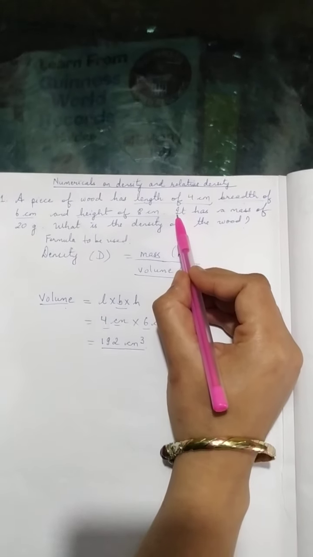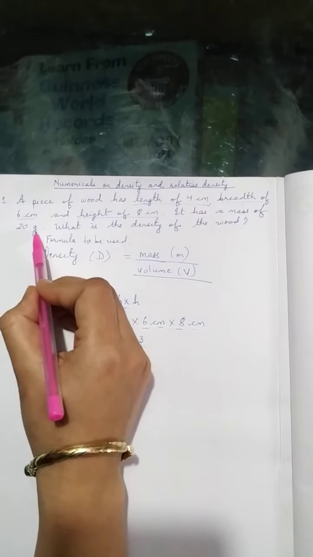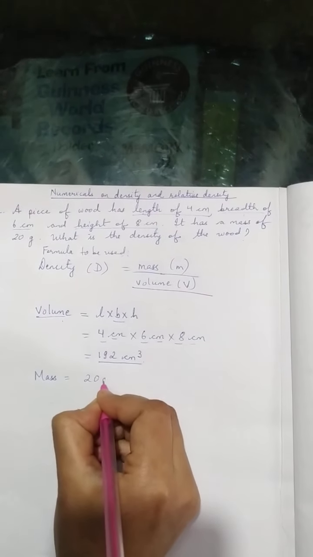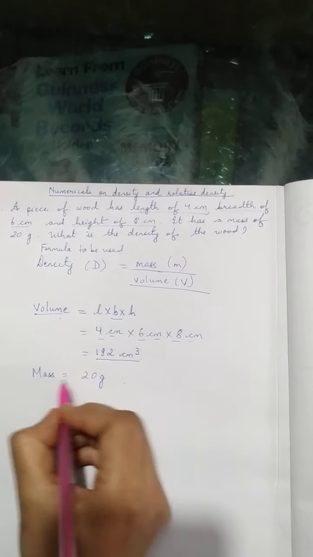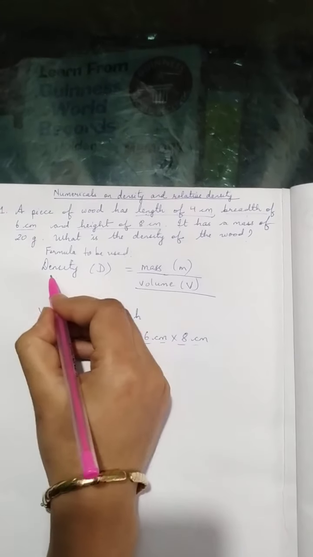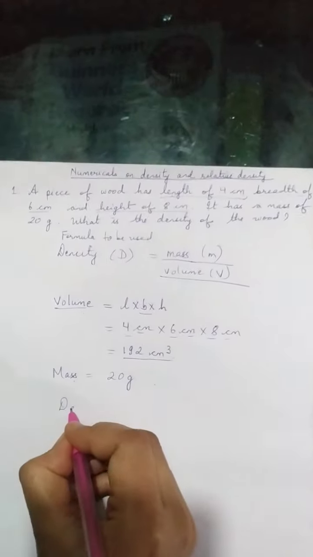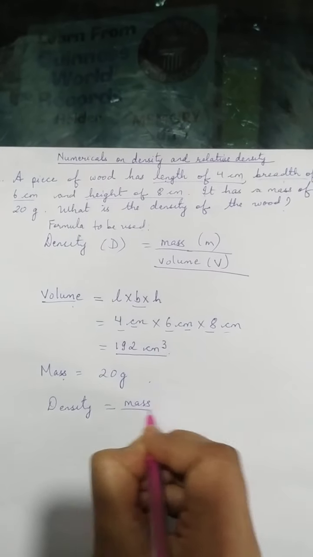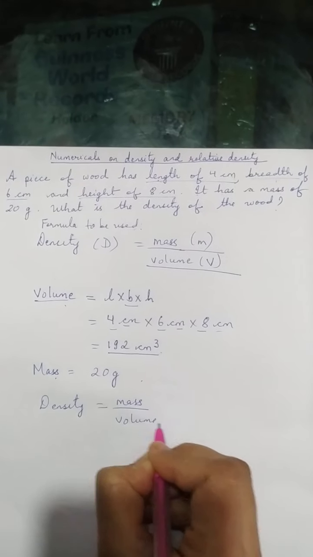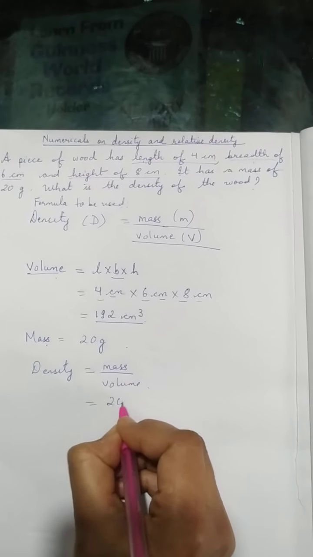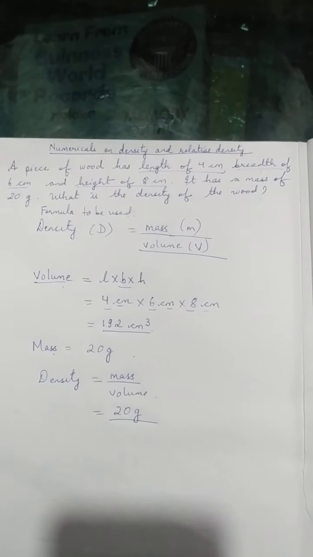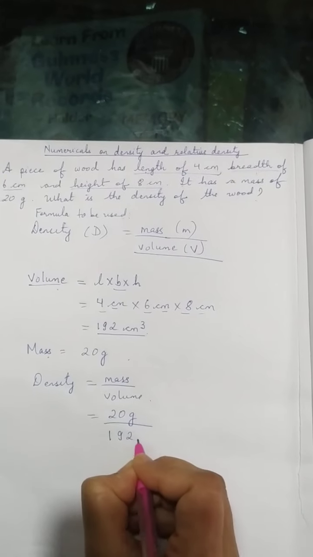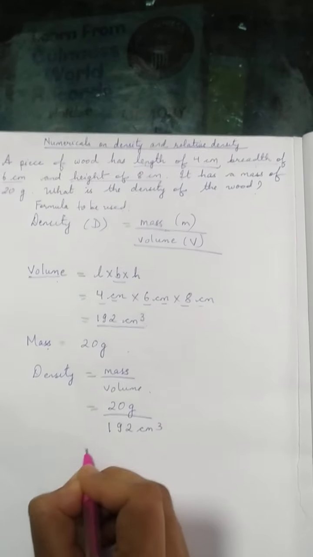Now further read the question. It has a mass of 20 gram. So write it here. Mass is equal to 20 gram. Now what are we going to do with this mass? We are going to apply it in this formula for density. We know density is given by mass upon volume. Mass, put the value as 20 gram, put the unit as you keep solving it, and volume we have calculated it to be 192 centimeter cube.